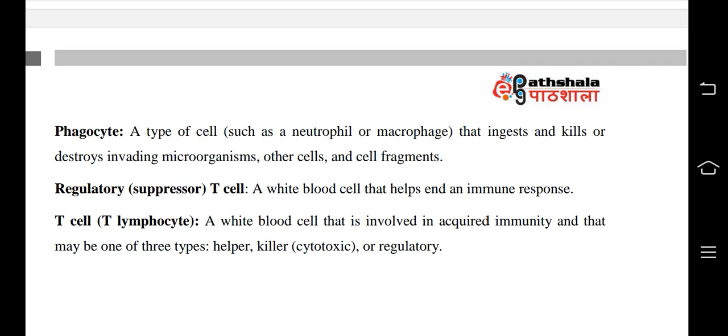Then regulatory or suppressor T cell: a white blood cell that helps end an immune response. Then T cell, T lymphocyte: a white blood cell that is involved in acquired immunity and that may be one of 3 types: helper, killer and regulatory.